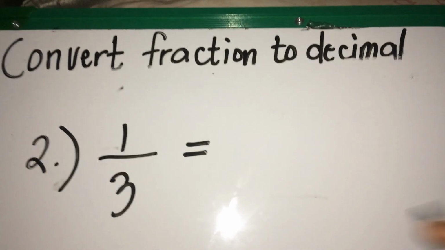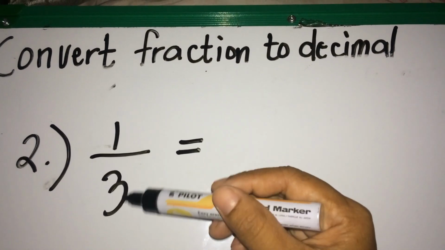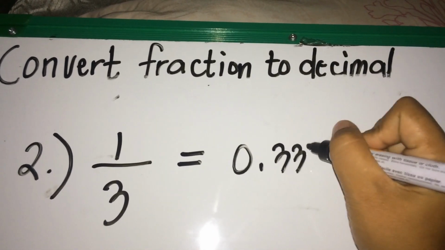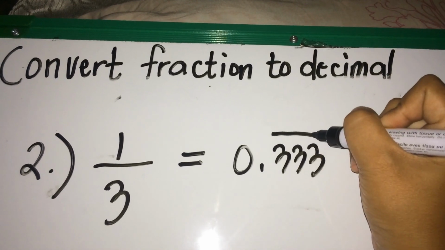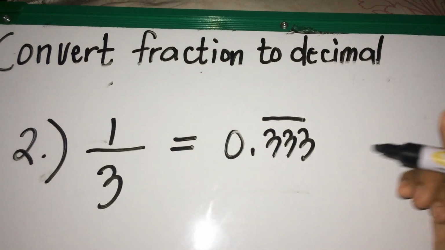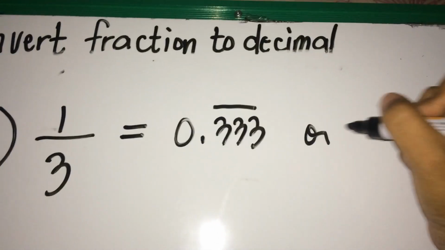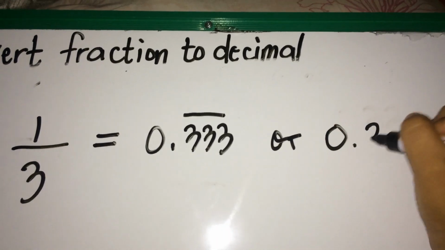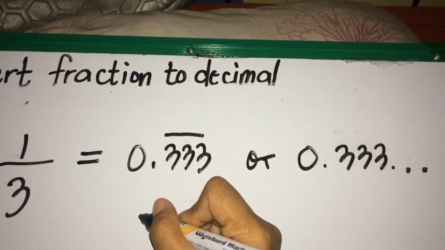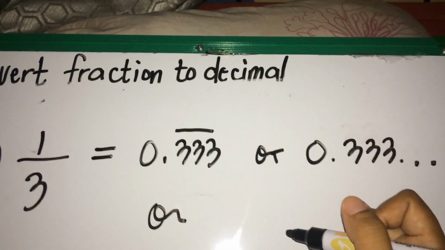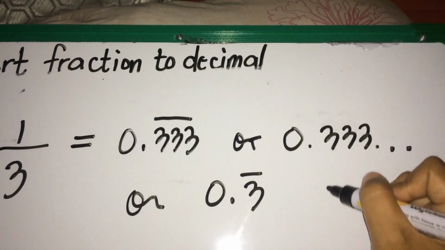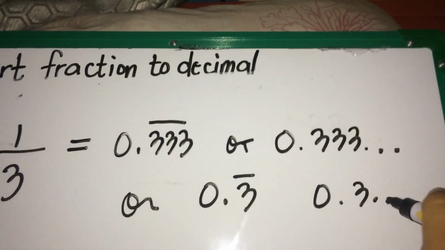So the answer for our fraction, which is 1/3, is 0.333. We put a line on top of it to indicate that this one is a repeating or non-terminating decimal. Or you can also write it this way, 0.333 with an ellipsis. Or does it make a difference when I write it also like this with a line like that, or 0.3 with an ellipsis?